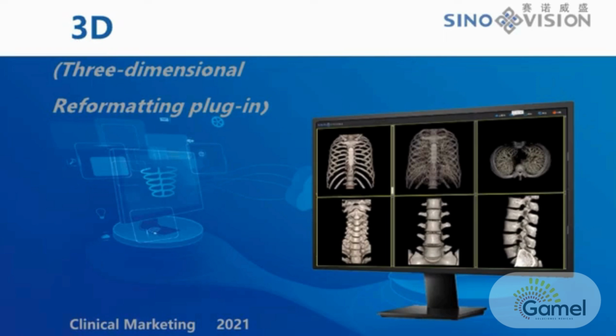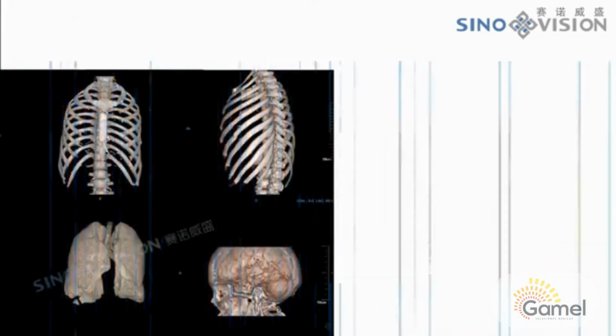Today I will introduce the function and the operation of the three-dimensional reformatting plugin, also referred to as the 3D. The plugin is included as one of the advanced applications in Sinovision's IVW Workstation. It mainly contains the volume rendering technique VRT and the shaded surface display SSD technology.